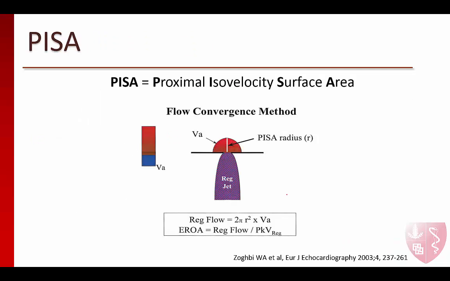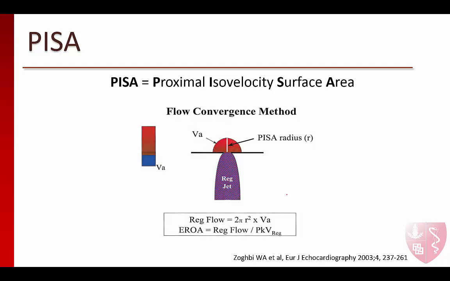PISA and EROA are advanced topics that you're not likely to see on the basic exam, but they're important concepts to be aware of in general. PISA refers to proximal isovelocity surface area and relies on the principle of flow convergence. As regurgitant blood in the left ventricle approaches the mitral valve, it accelerates and makes concentric hemispheres of uniform velocity. When blood reaches the aliasing velocity, or Nyquist limit, it will change from red to blue.